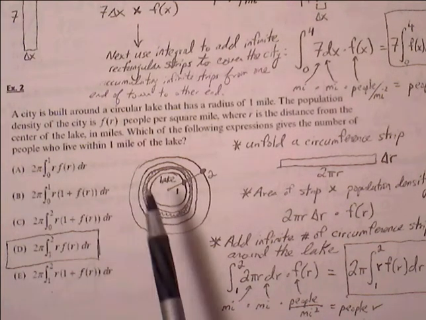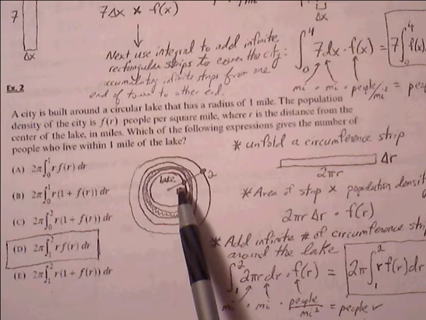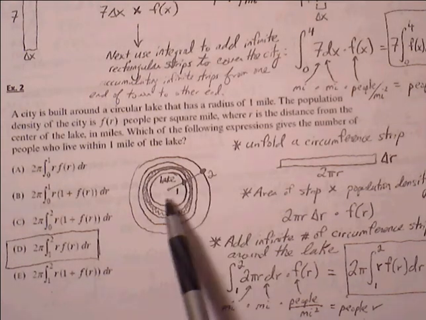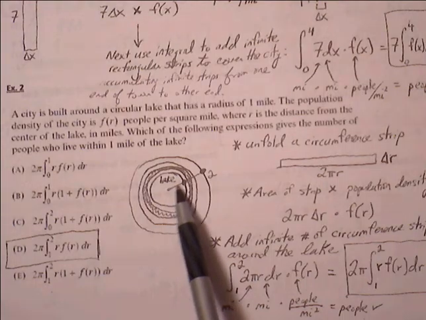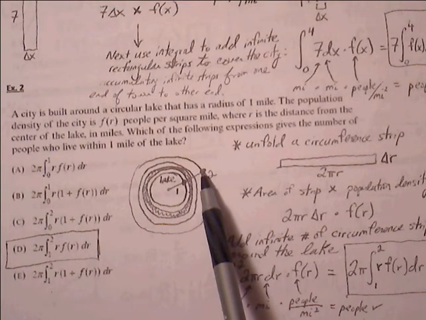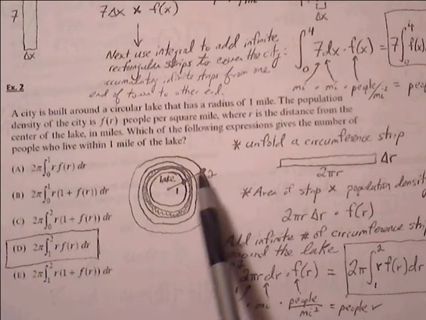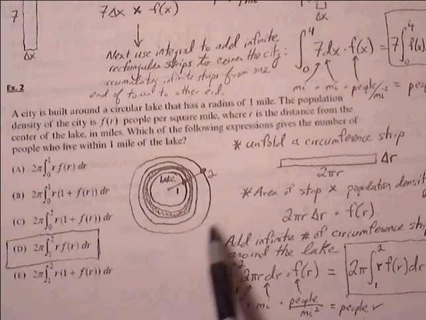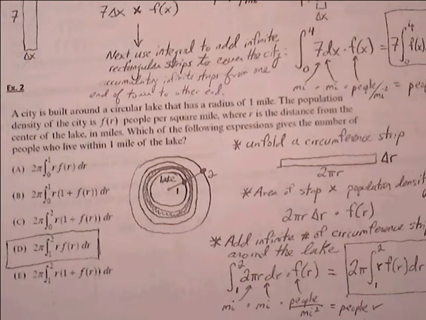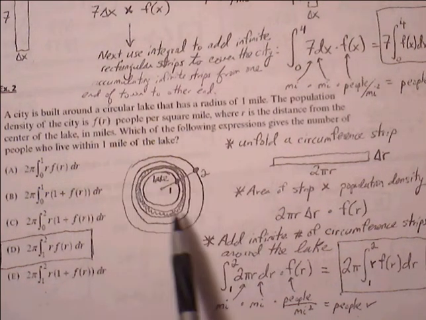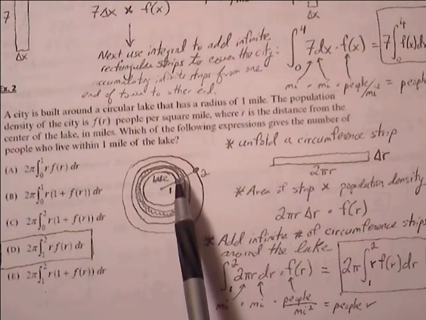Within 1 mile of the lake, it'll be from 1 mile out to 2 miles out, right? No one is going to live from 0 miles to 1 mile, because that's water. From 1 mile to 2 miles is the radius where people will live, the land we're concerned about here. So we're going to add infinite circumference strips from 1 mile to 2 miles.